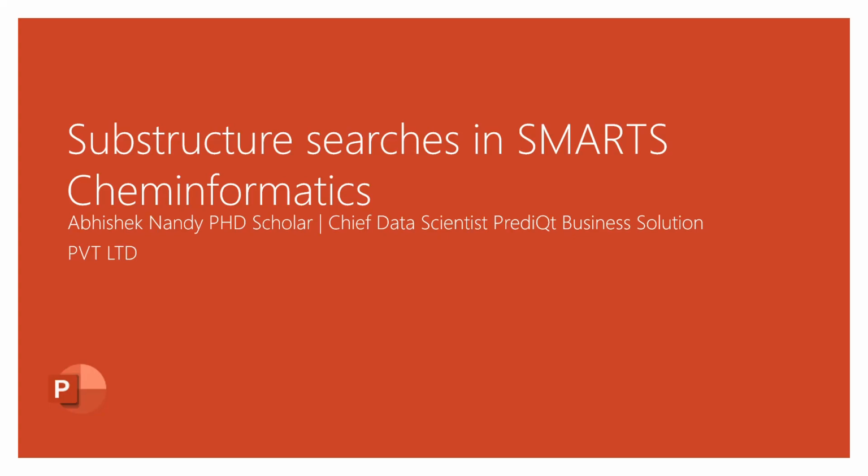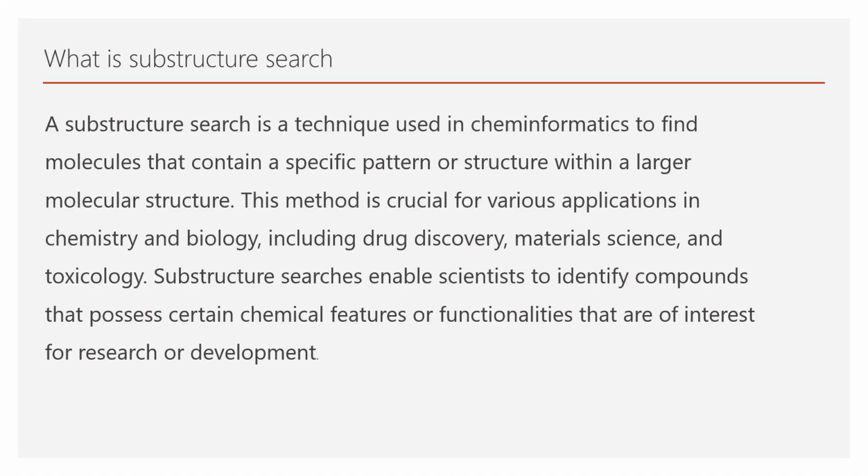So let's carry on. What is a substructure search? A substructure search is a technique used in cheminformatics to find molecules that contain a specific pattern or structure within a larger molecular structure. So we are given a pattern, and from there we try to find out whether that pattern is present in the molecular structure or not. This method is crucial for various applications in chemistry and biology, including drug discovery, material science, and toxicology.